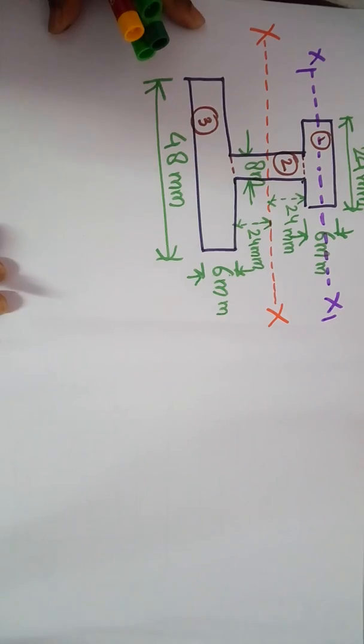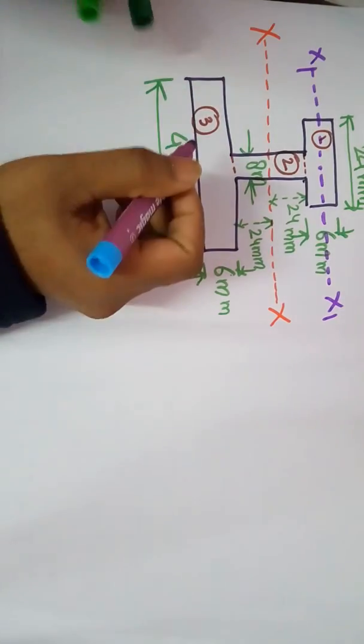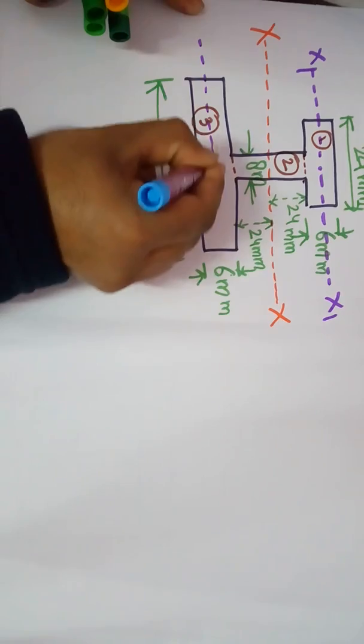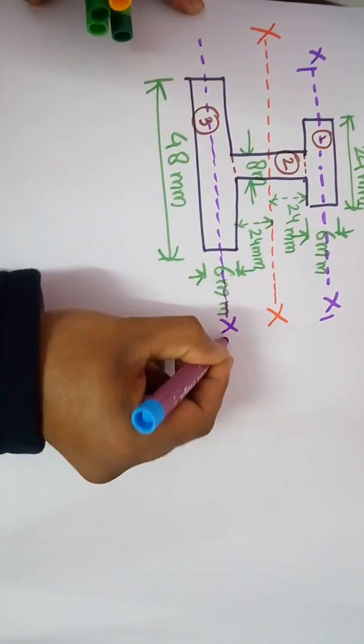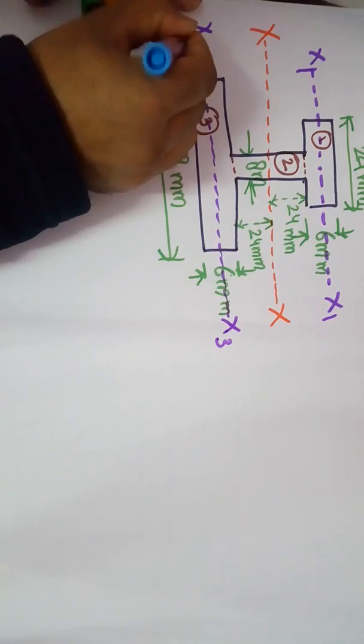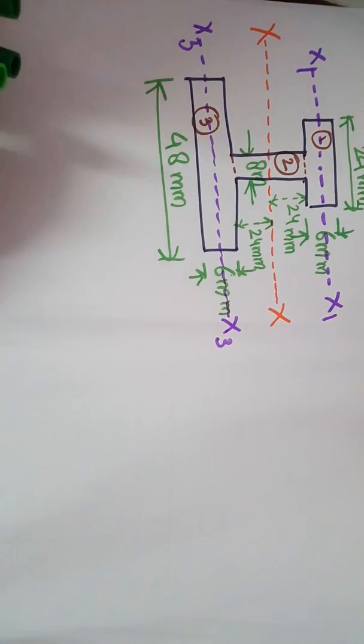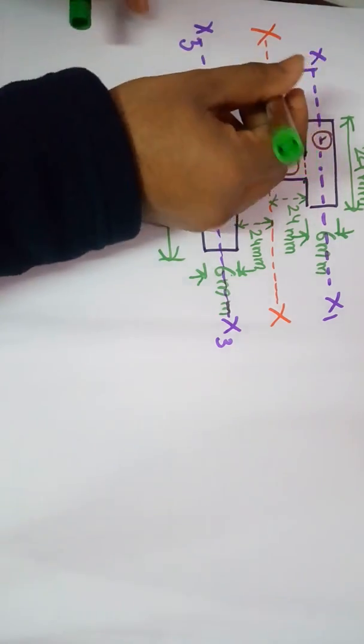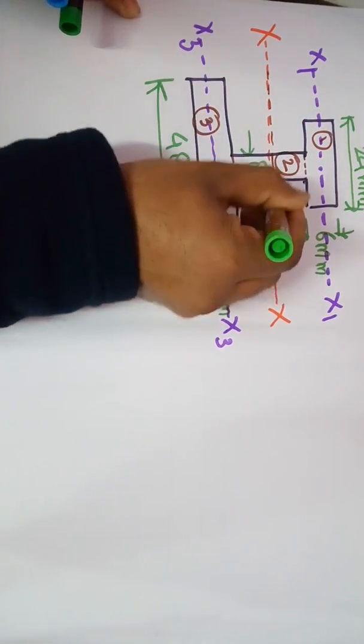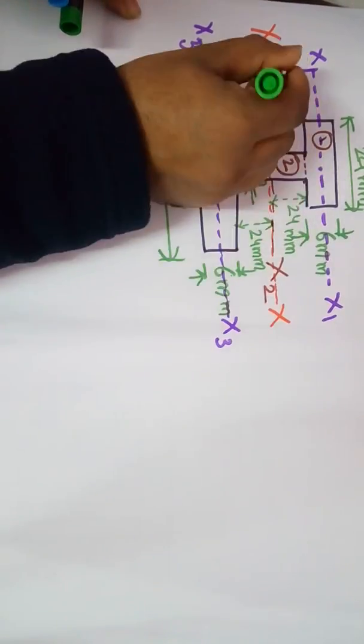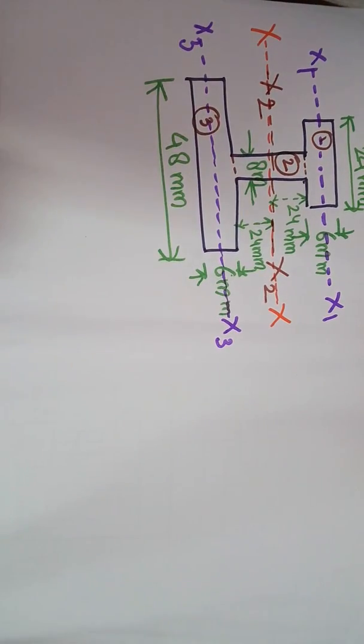This is x1, the centroidal axis of the first rectangular portion. And similarly, as this is the third one, this is x3, and where is x2? This is x2. I'm going to designate that x2 also. This is x2 over here, as x2 and x coincide.